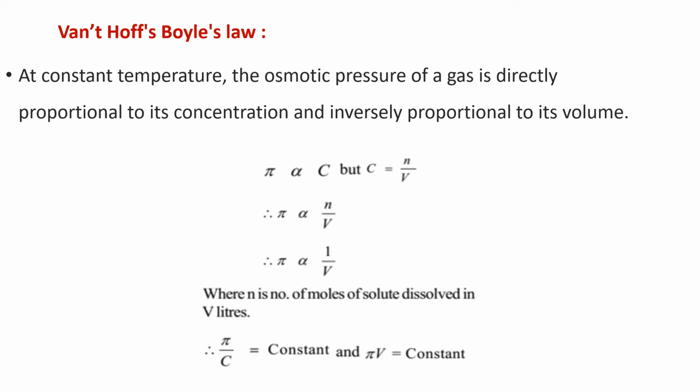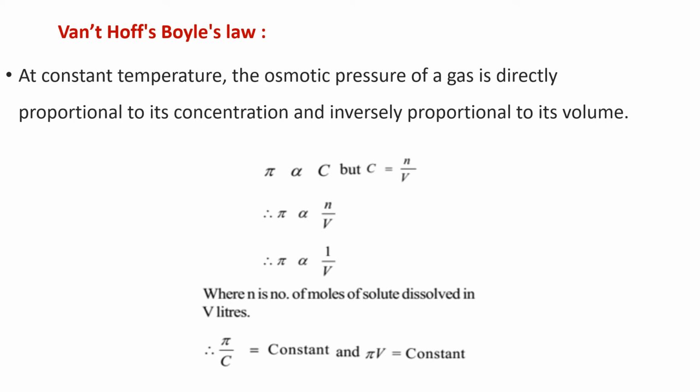Here, pi represents the osmotic pressure of a solution. C is the concentration. Then at constant temperature, pi is directly proportional to C. But we know C is equal to n by V, where n is the number of moles of solute dissolved in V liters. Therefore, pi is directly proportional to n by V, or pi is directly proportional to 1 by V.